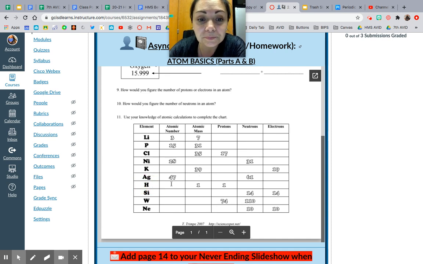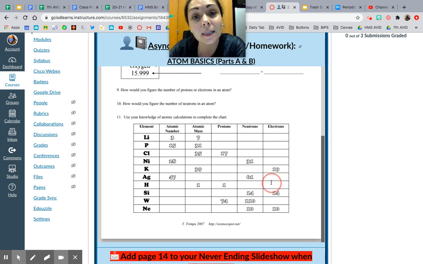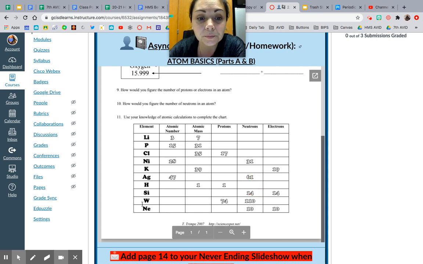H is hydrogen. So hydrogen's atomic number is 1, because its protons is 1, so its electrons is 1. If its atomic mass is 1, y'all, you do atomic mass minus the atomic number. So 1 minus 1 is 0. Hydrogen is the only element that has 0 neutrons.